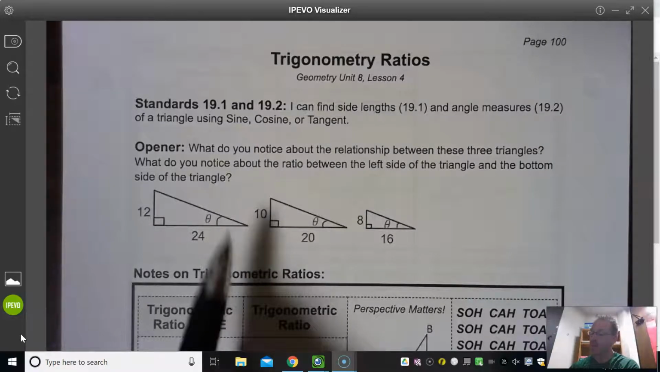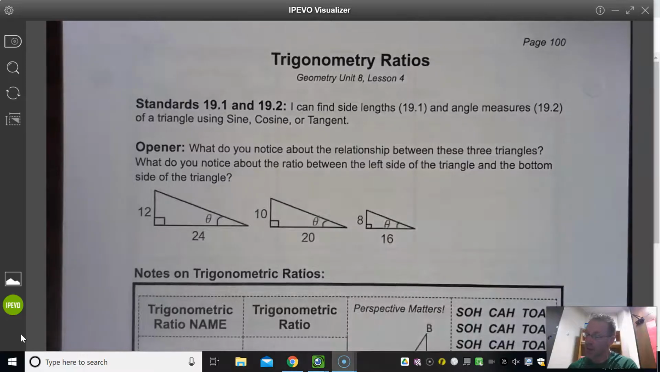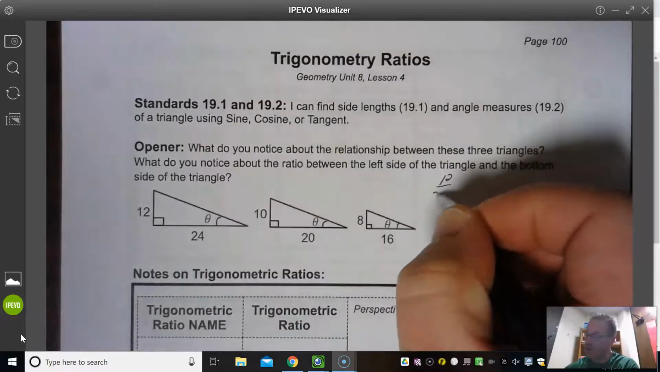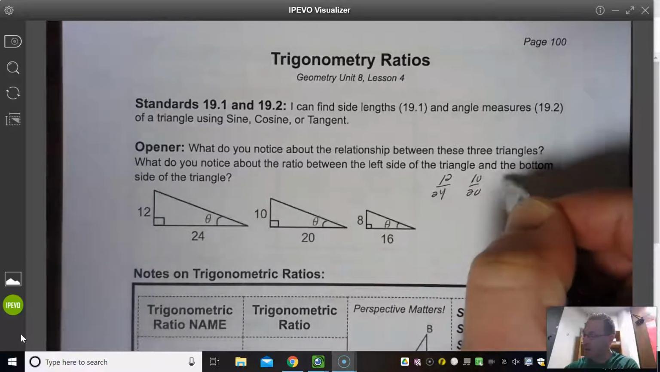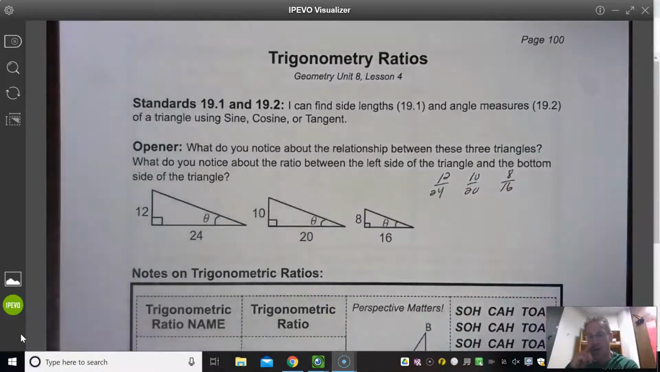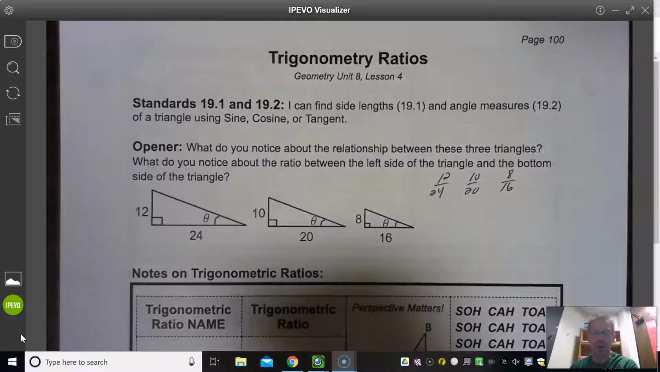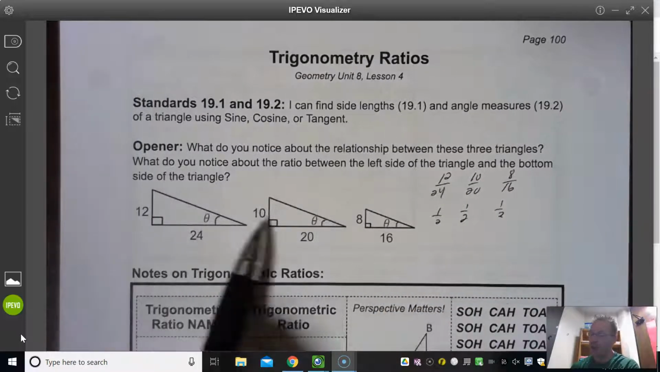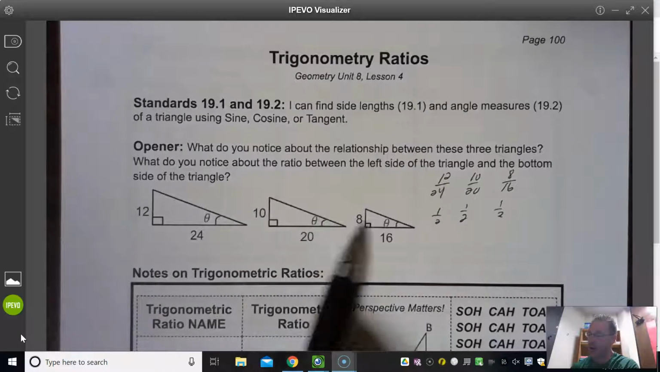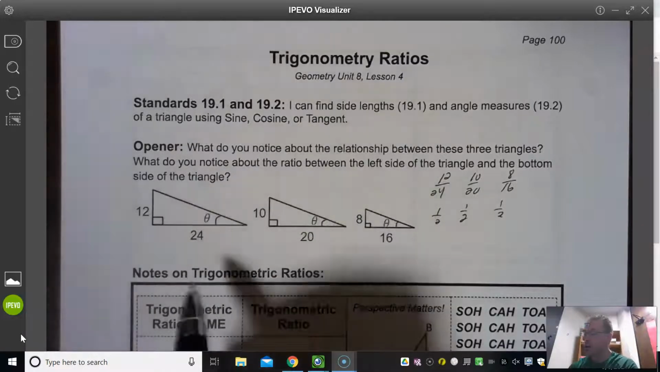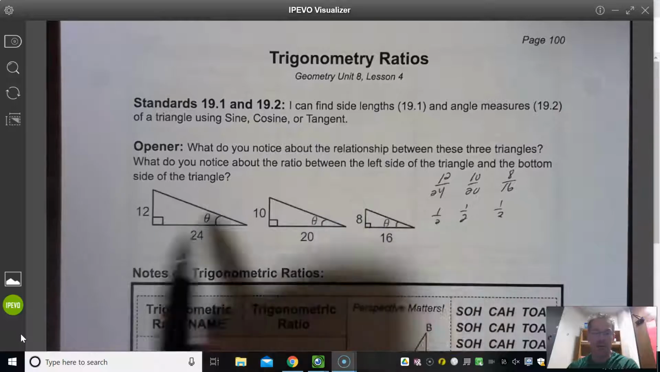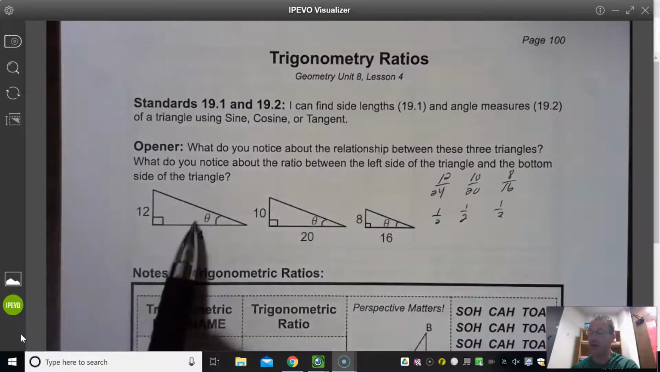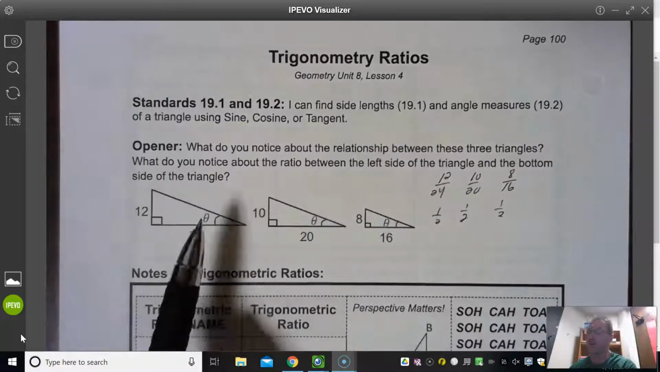All right, so what do you notice about the relationship between these three triangles? When we look at the ratios, we get 12 to 24, we get 10 to 20, we get 8 to 16. So all three of those ratios are equal. Those are all 1/2. And what we know is they all three have right angles. They all three have this angle marked as congruent. So really what we know is all three of these triangles are congruent by angle, angle. Not, I said congruent, so let me try that again. All three of these triangles are similar by angle, angle.